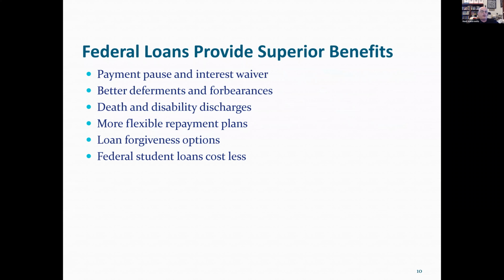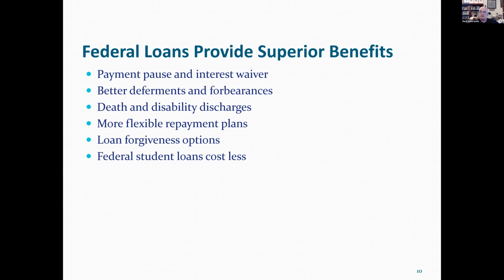Federal loans, right now, have that payment pause and interest waiver through September 30th. Private student loans are providing only a 90-day COVID-19 forbearance, which is a suspension of the repayment obligation, but there's no interest waiver, which means you're going to pay more, and the interest that accrues is going to get added to the loan balance, so it's going to cost you.